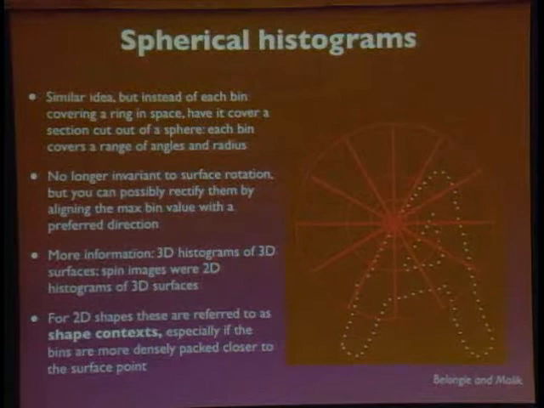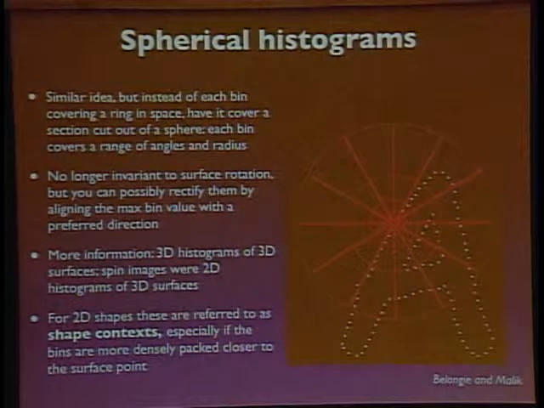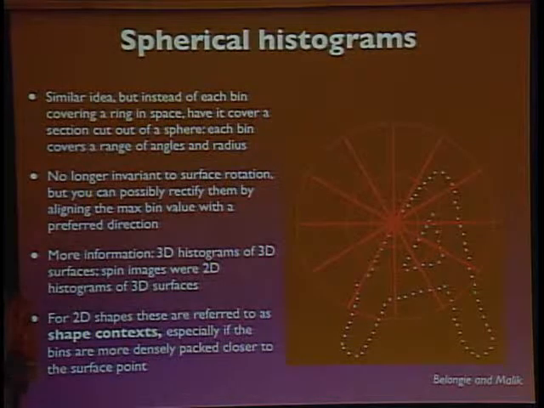A similar problem, or a similar approach, is what's called spherical histograms, where you take everything that I just said about cylindrical shells and you replace it with spherical shells.